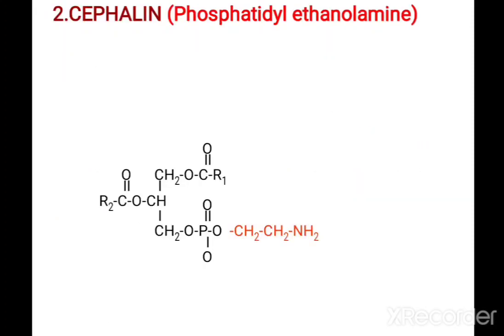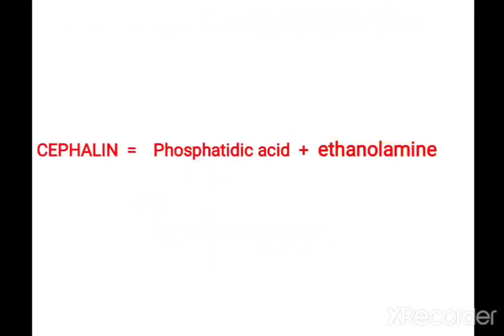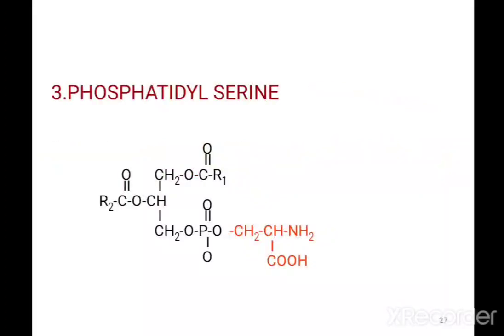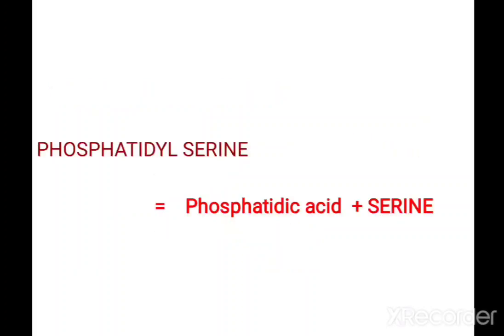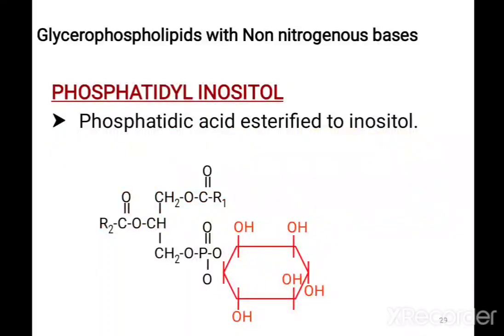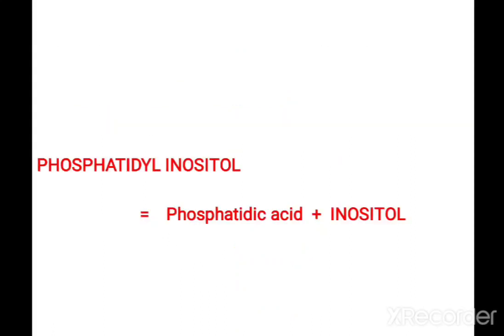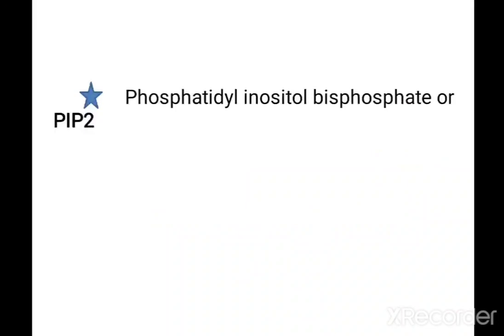Coming to cephalin. Cephalin is also known as phosphatidyl ethanolamine, where the nitrogenous base is ethanolamine. So cephalin is phosphatidic acid plus ethanolamine. Coming to phosphatidylserine. Here the nitrogenous base is serine. So phosphatidylserine is phosphatidic acid with serine. Coming to phosphatidyl inositol. Here inositol is a non-nitrogenous base. So phosphatidic acid with inositol is phosphatidyl inositol. And usually this phosphatidyl inositol is phosphorylated. It's a phosphorylated compound.